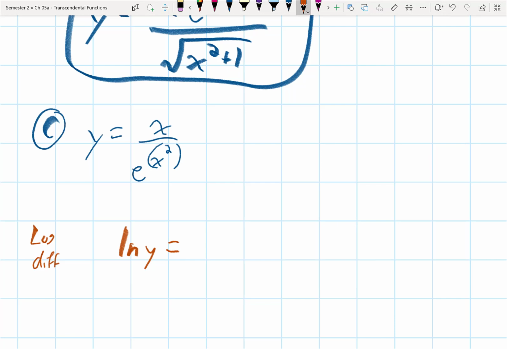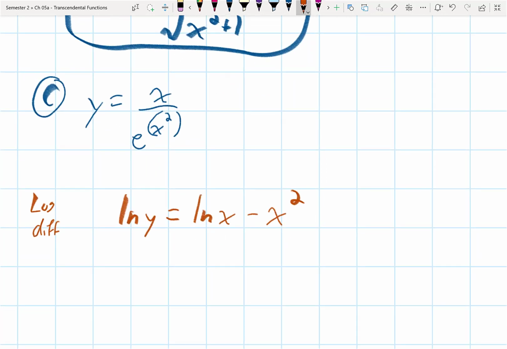the right side. Can I split that up and make it ln of x minus ln of e to the x squared? And what is ln of e to the x squared? x squared. Do you see how in one step you've made this problem just a little bit easier? You don't have a quotient anymore. All you need to do is, on the left side, when you take the derivative of ln of y, make it y prime over y.